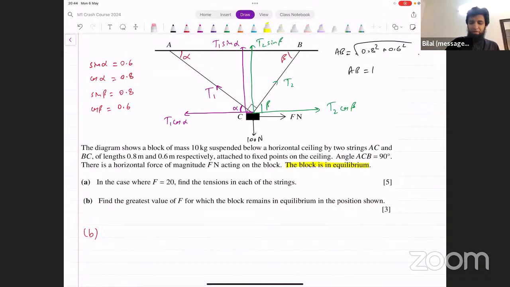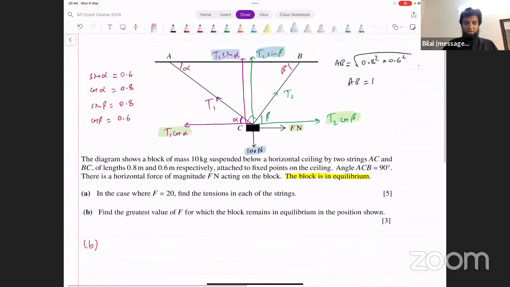Now, let's just equate the opposite forces. We've got some forces acting to the right. These are the forces acting to the right: T2 cos beta and F. We've got one force acting to the left, T1 cos alpha. Upwards, we've got T1 sine alpha and T2 sine beta. Downwards, we have 100. Since it's in equilibrium, the opposite forces are supposed to be equal.